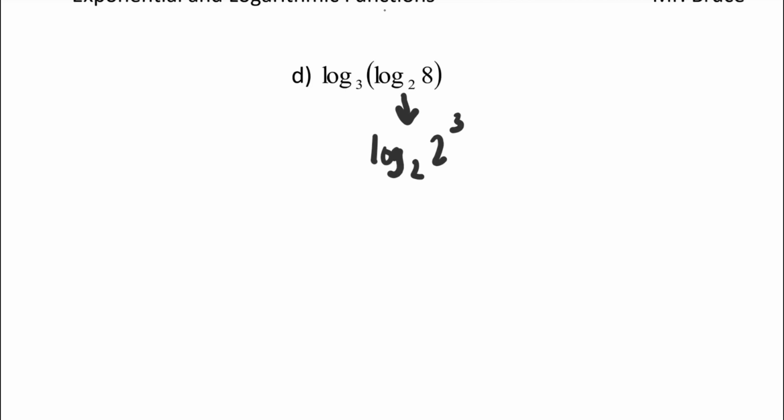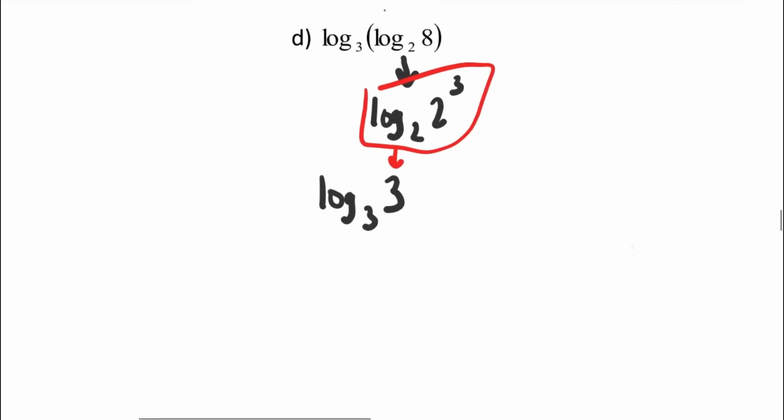And now, since this is log base 2 with the argument 2 to the power of 3, my answer must be 3. So that means log base 3 of 3, right? Because that's what this part equals. Well, log base 3 of 3 is 1, because there should be an invisible 1 being raised as a power there. That's what that equals, and that's your answer. I'll put a box around that.